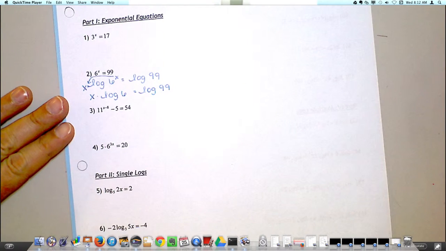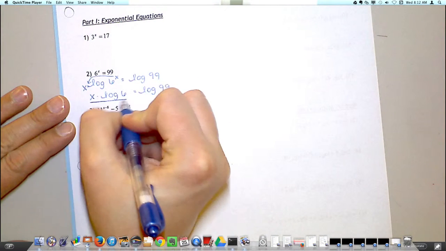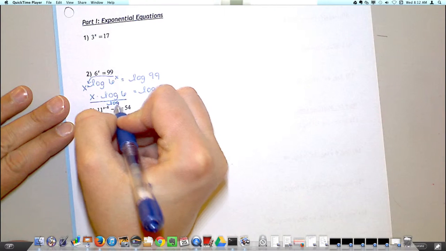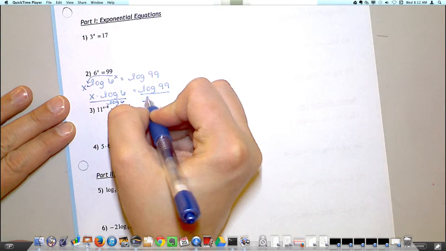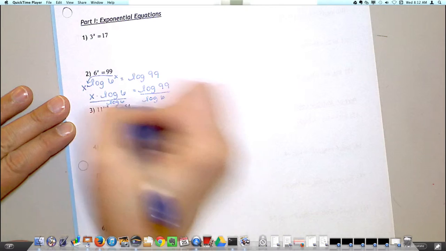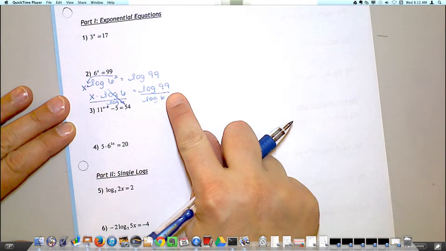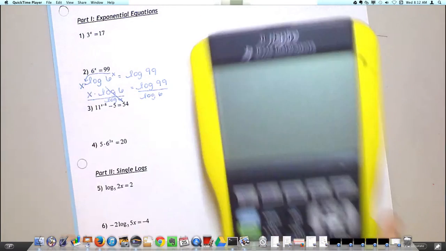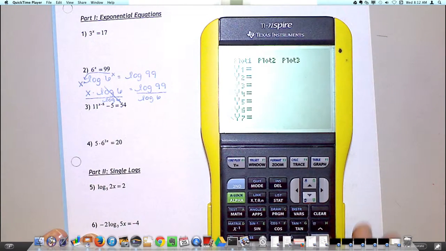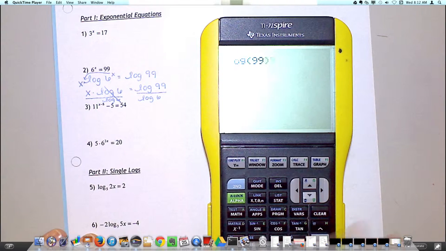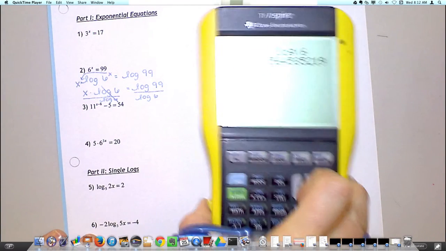And then what can I do to get x by itself? Divide. Yep. So I'm going to divide by log 6. Divide here by log 6. This cancels, and this part, the log 99 divided by log 6, that I can put straight in my calculator. So log 99, make sure you close your parentheses after that, divided by log 6, I get like 2.56.